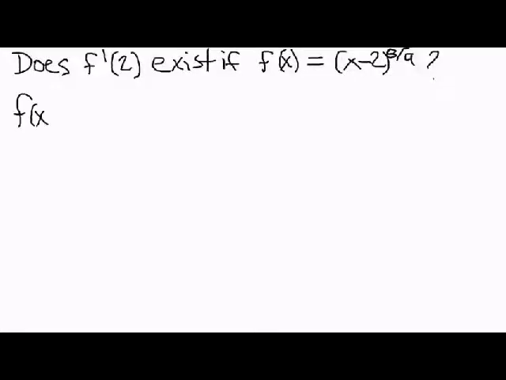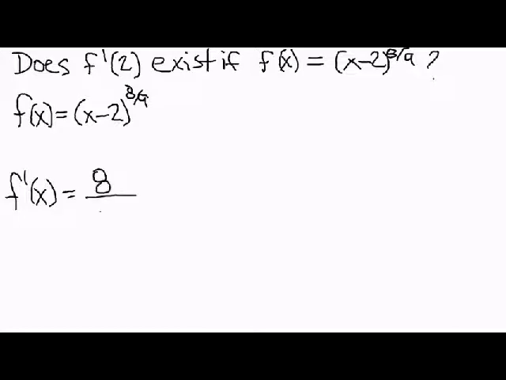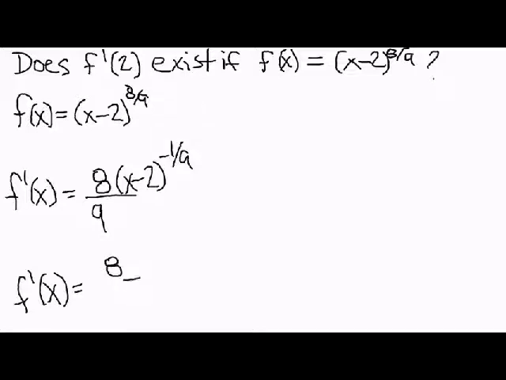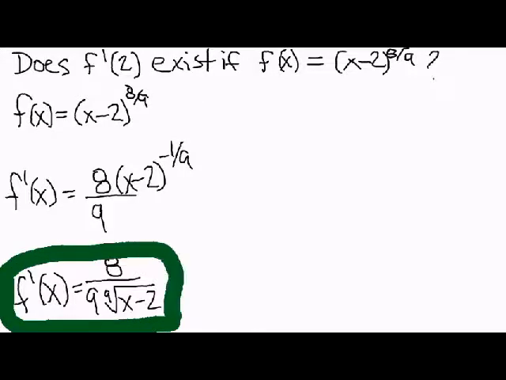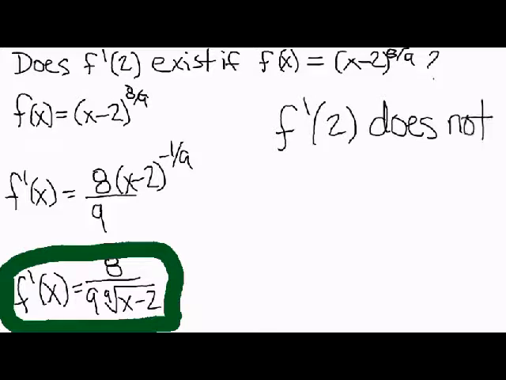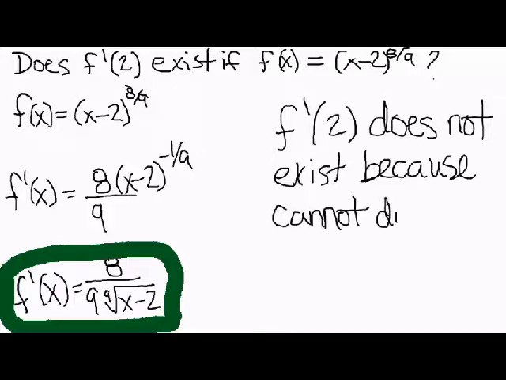To find if f prime of 2 exists, we must take the derivative of f of x. To do this, we take 8/9, move it to the front so it is a coefficient, and then in the exponent we take 8/9 minus 1, which results in negative 1/9. So the derivative of f of x is 8 over 9 times the 9th root of x minus 2. We find out that the derivative of f of x when x is 2 does not exist. Divide by 0.